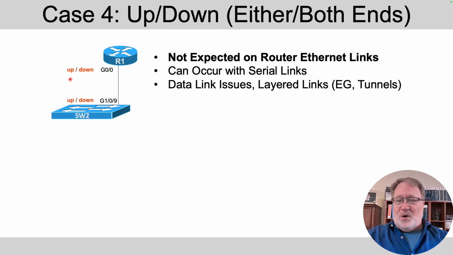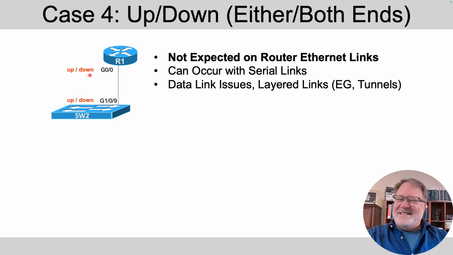All right, one more case to go over. It is possible for an interface to land in a line up, line protocol down, so an up-down state. But honestly, on the Ethernet type interfaces you're going to see in CCNA, it's really not expected to see an up-down state. In the old days, when you would see more serial interfaces in CCNA, those actually had some common cases that would land you in an up-down state. But those are back in the historical past.